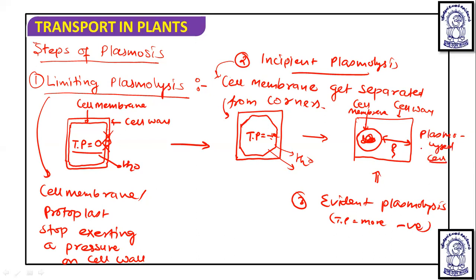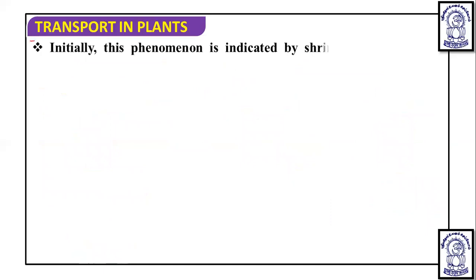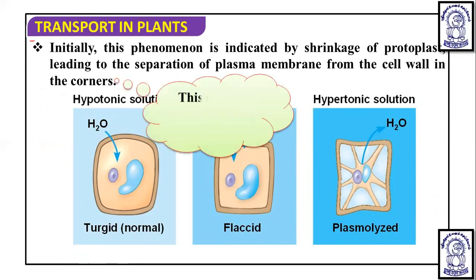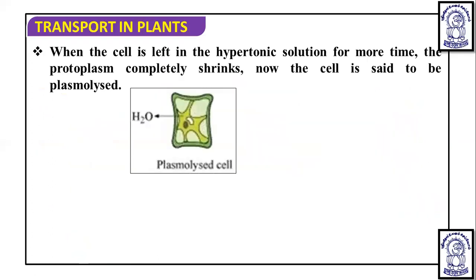And when this is a plasmolyzed cell, the turgor pressure becomes more negative. And here the outer solution, because the cell wall is permeable, in the outer solution you will see the presence of hypertonic solution. In such a way the plasmolysis will occur stepwise, and this is a plasmolyzed cell. If plasmolysis continues in these three steps, initially this phenomenon is indicated by a shrinkage of protoplast leading to the separation of plasma membrane from the cell wall at the corners, that is incipient plasmolysis. And after that the plasmolyzed cell is obtained in evident plasmolysis.